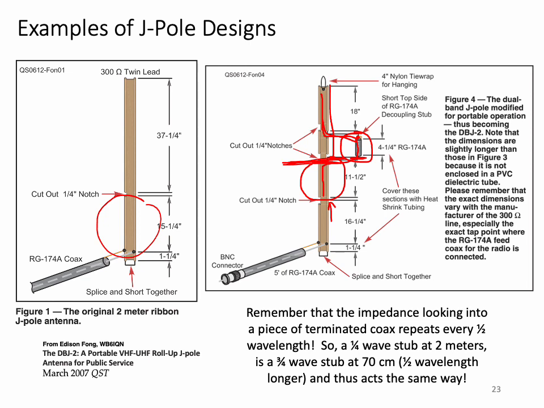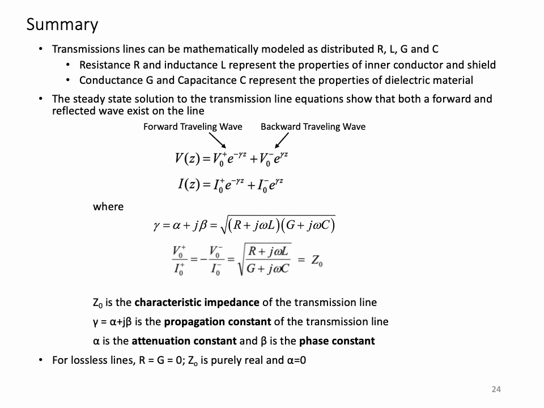So let's summarize what we've learned. First of all, transmission lines can be mathematically modeled as distributed circuits consisting of resistive, inductive, conductive, and capacitive elements. This was done back in the mid-1800s by both Lord Kelvin and Oliver Heaviside to analyze the effects of wavefront propagation along transcontinental underwater cables. The resistance R and inductance L represent the properties of the inner conductor and shield, and the conductance G and capacitance C represent the properties of the dielectric material.